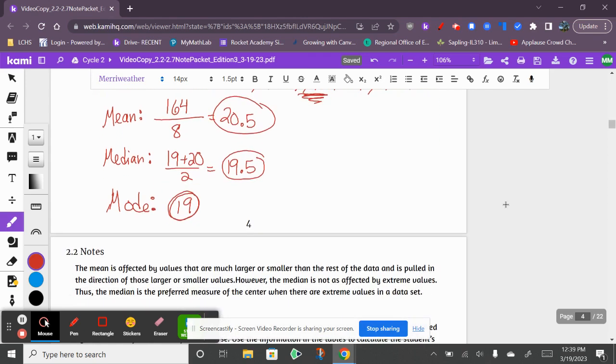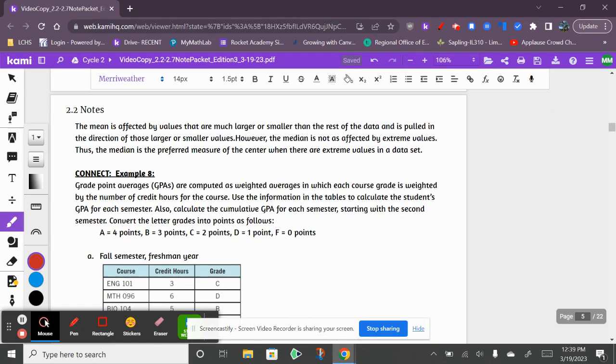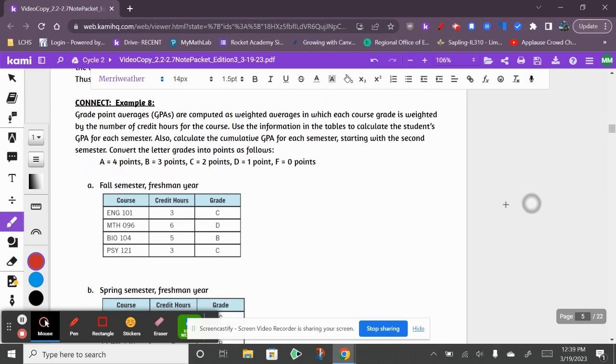The last type of problem that we're going to be looking at for this section is going to be GPA. Grade point averages, or GPAs, are computed as weighted averages in which each course grade is weighted by the number of credit hours for the course. A course like Math 099 is worth 5 credit hours, so it is weighted more than other courses. We're going to use this information in the tables to calculate the student's GPA for each semester. We are not going to worry about cumulative GPA.